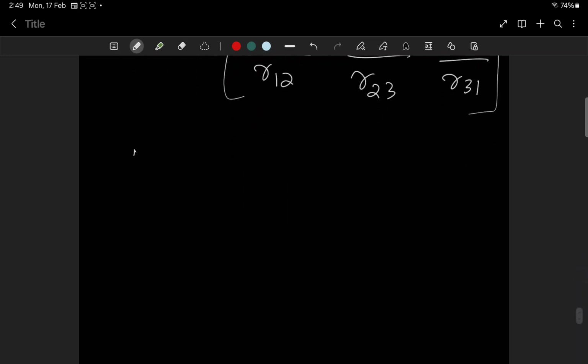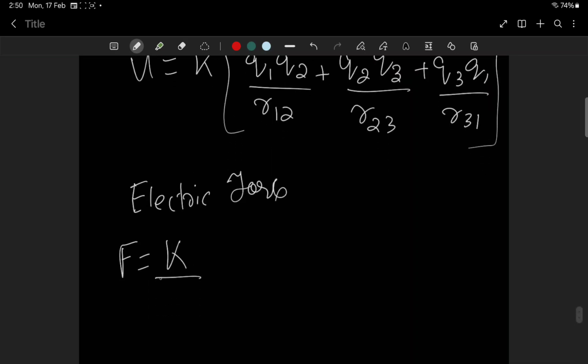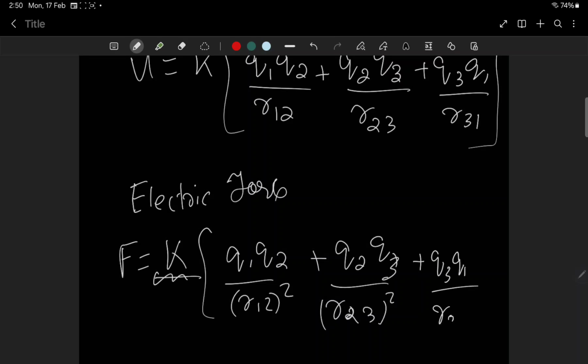And in case of electric force also, F equal to K into Q1 Q2 by R12 square for 3 charges, plus Q2 Q3 by R23 square, plus Q3 Q1 by R31 square. This is written.